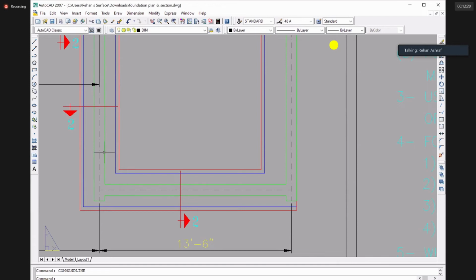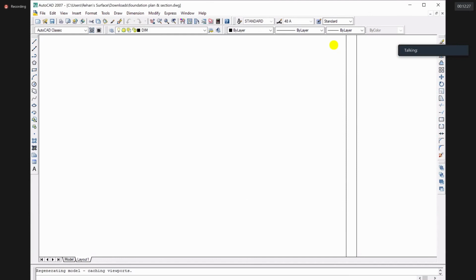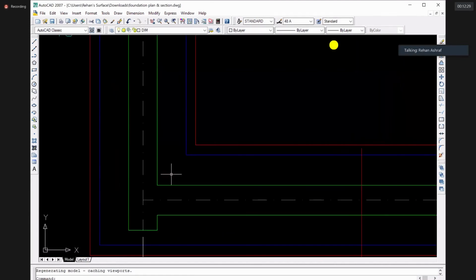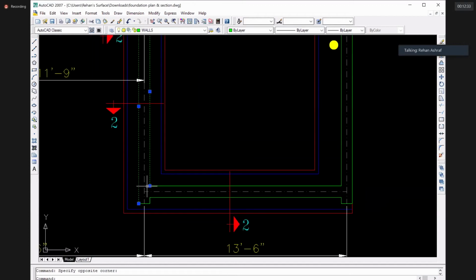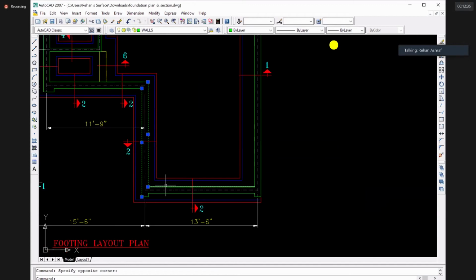Look, first of all, these lines, I'll go in model. First of all, these lines, this one and this one. What are these? These are basically taken from the architectural ground floor plan. These are showing the width of the wall.